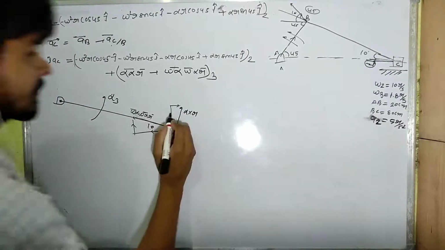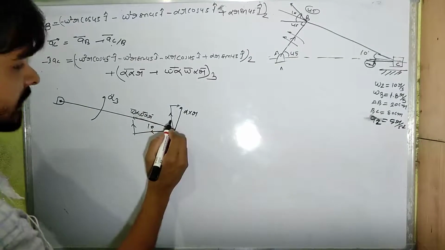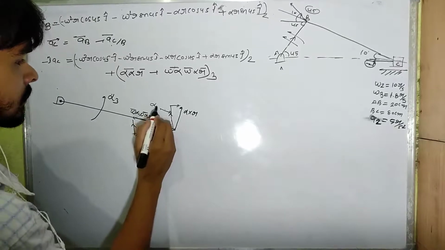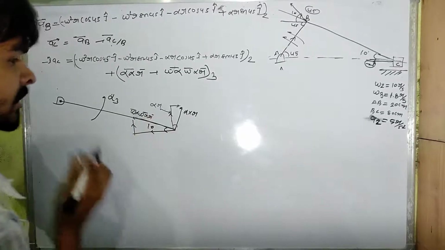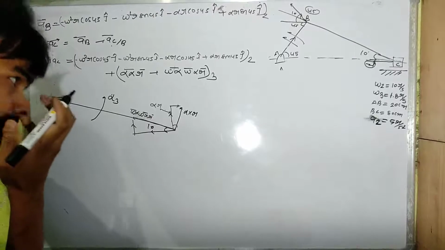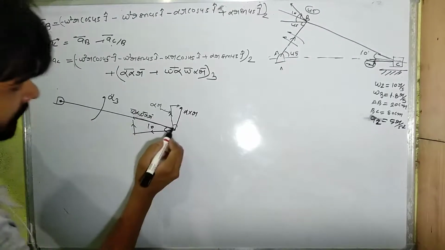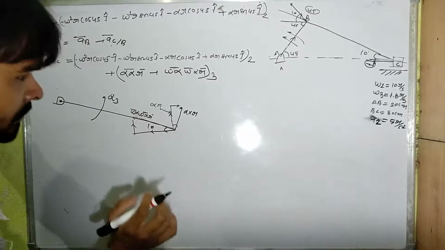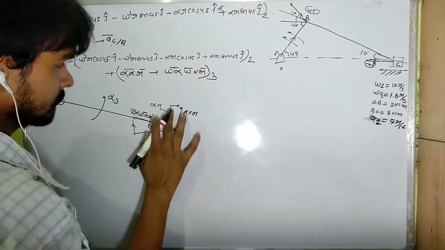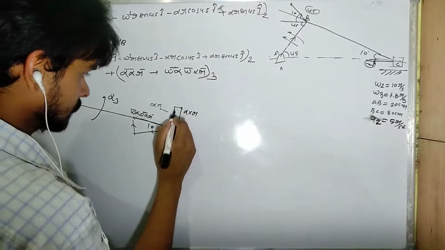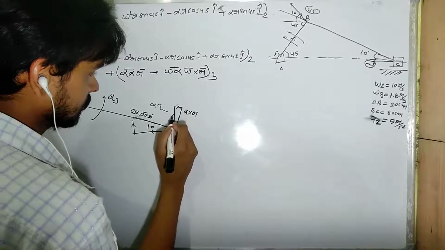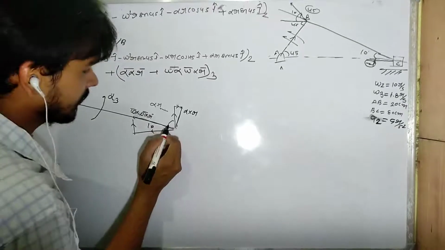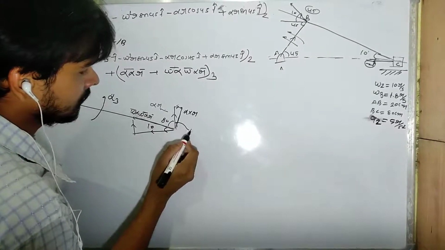Am I right? So this length will be alpha R. This angle will be how much? This angle will be 10 degree. Am I right? Because this angle, you know that. Okay, just a minute. This angle is 10 degree, so this angle will be 80 degree. Again this angle will be 10 degree.